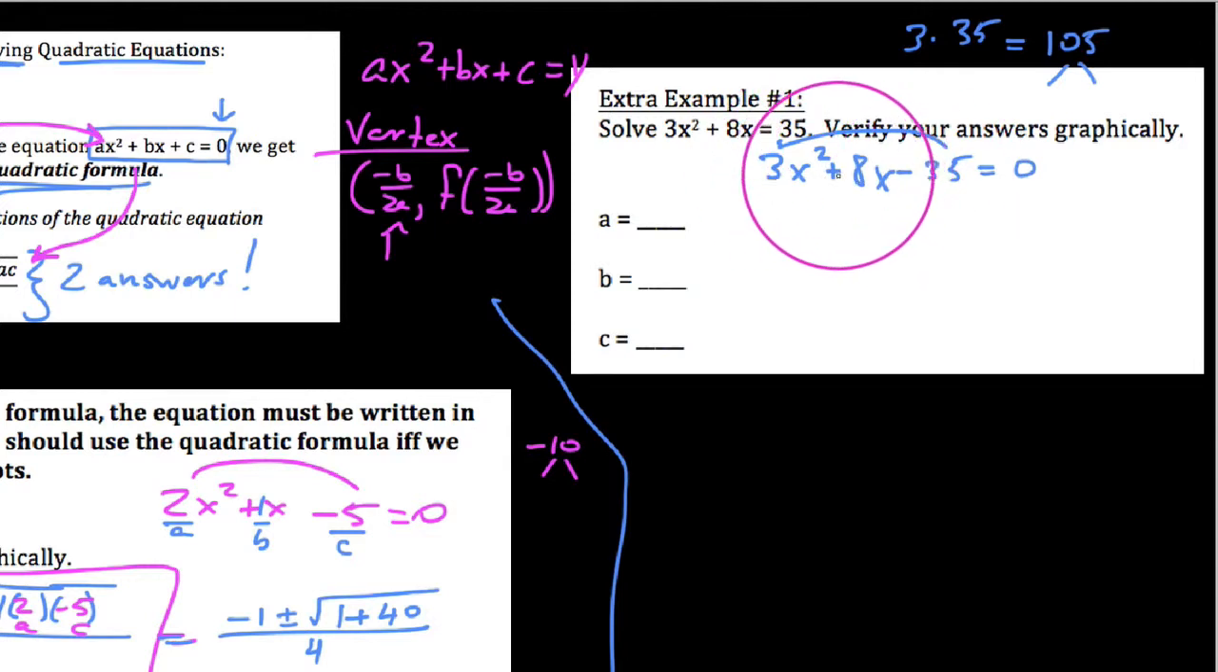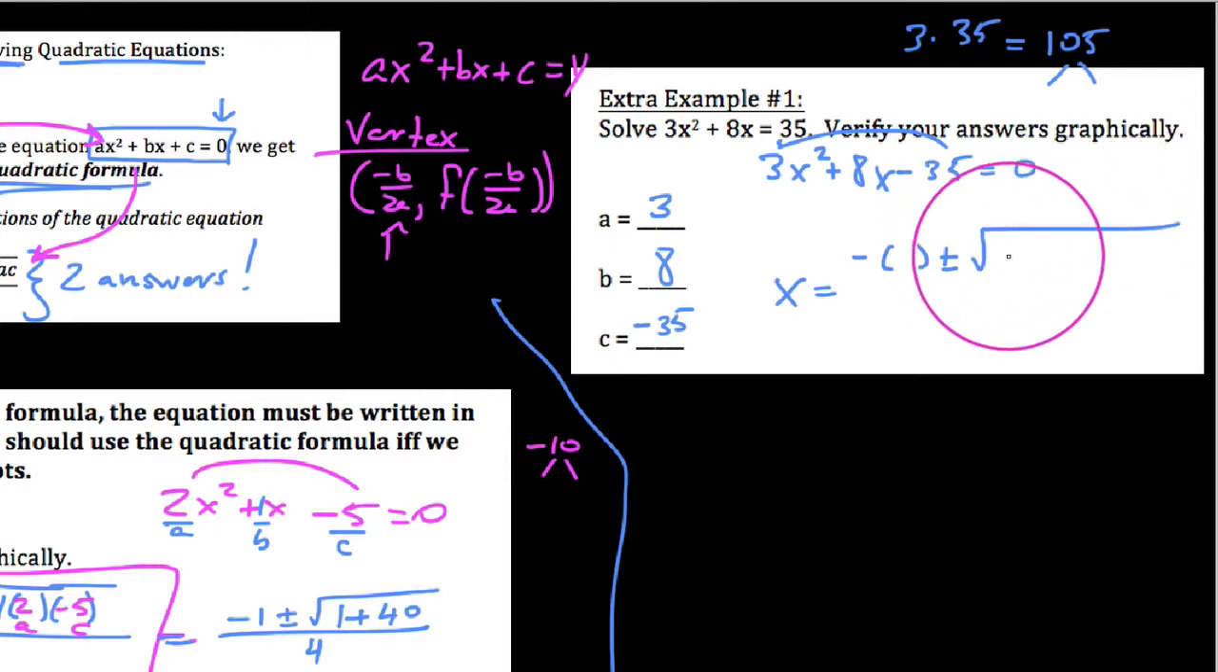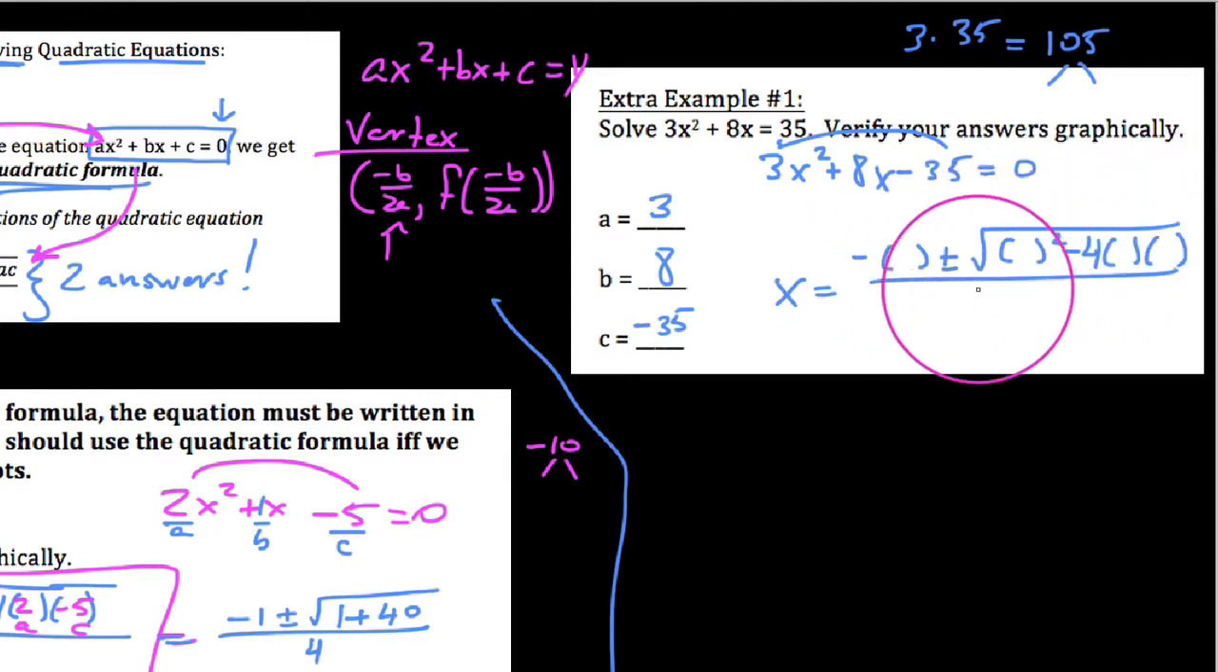I can't use roots because I have both a squared term and a to the first power term. So we're going to have to resort to either completing the square or quadratic formula, which, by the way, quadratic formula is completing the square. So let's start with this. We identify that a is 3, b is 8, c is negative 35, and we say, well, then our answers must be these things right here. Negative b plus or minus the square root of b squared minus 4 times a times c all over 2a.